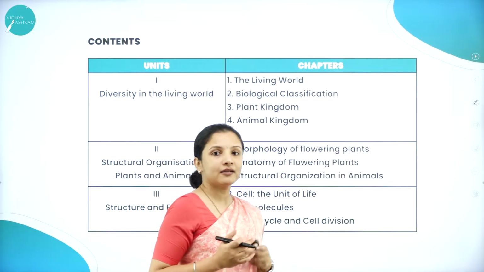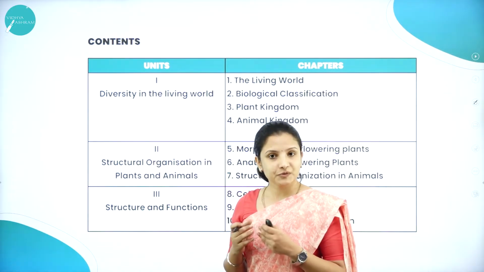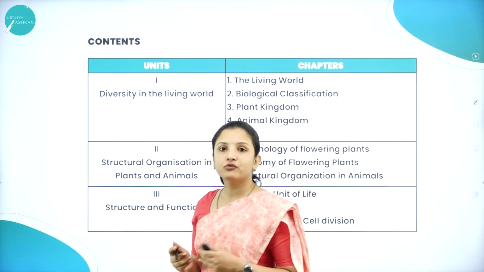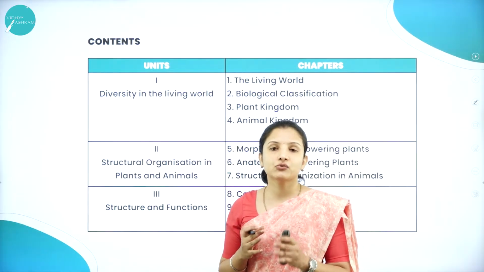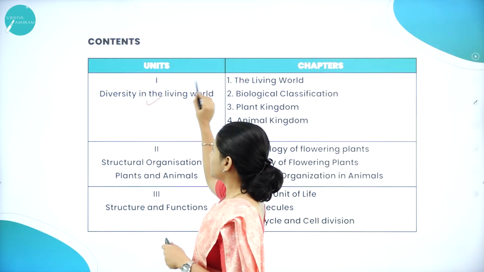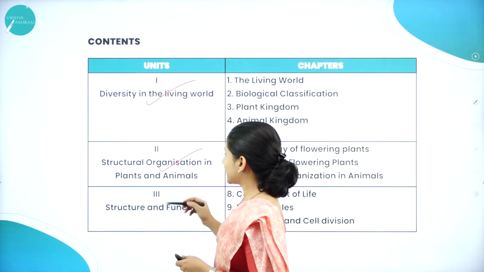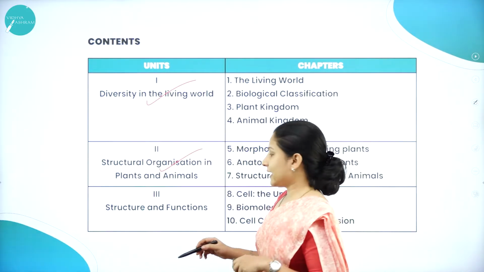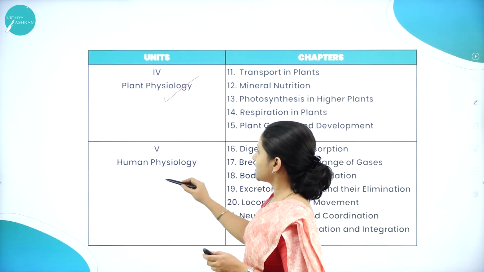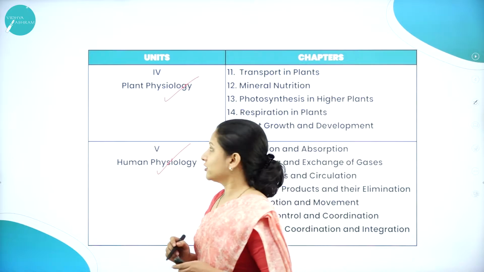What are the contents inside the first PUC textbook of NCERT? It is divided into 5 units, and each unit is given a theme or a name. The first unit is diversity in the living world. The second unit is structural organization in plants and animals. Then comes structure and functions. And then we have plant physiology. And then the final, 5th unit, human physiology.